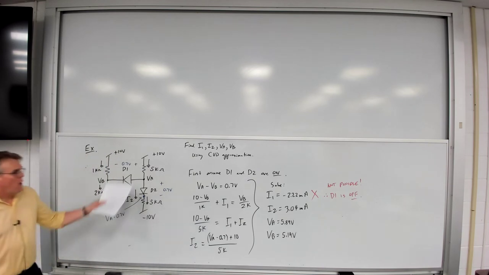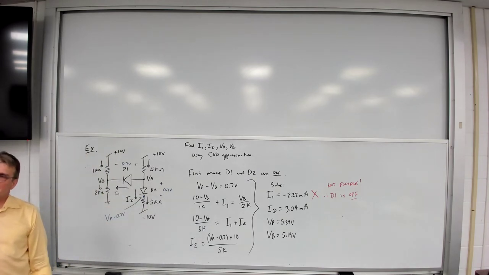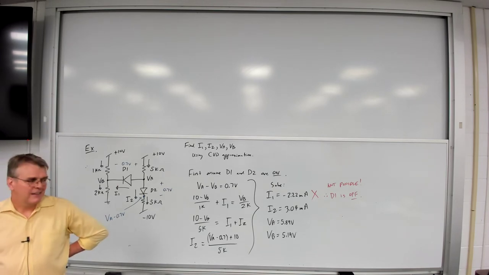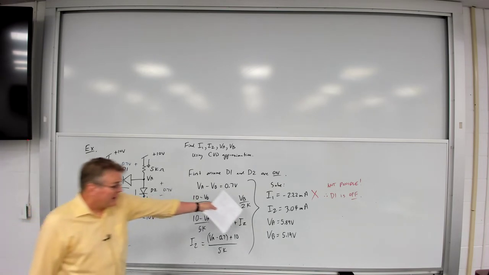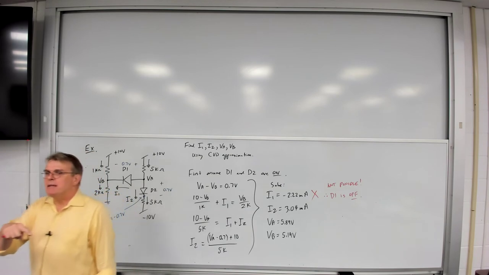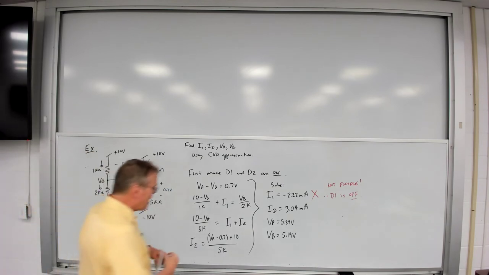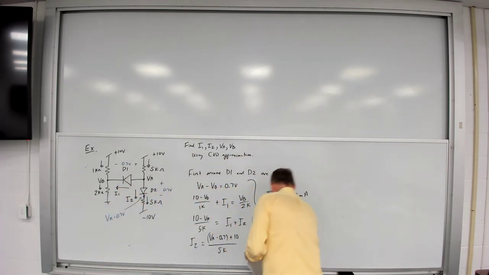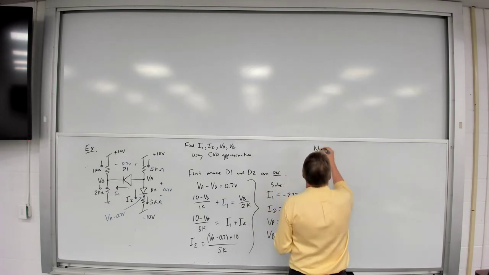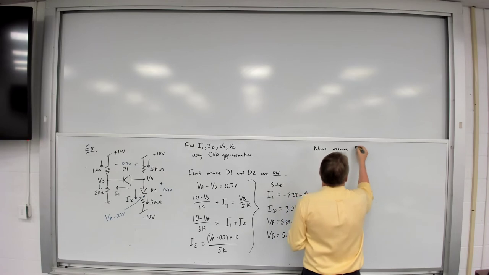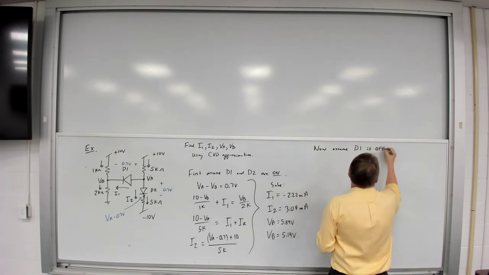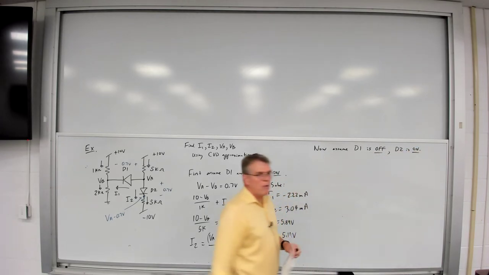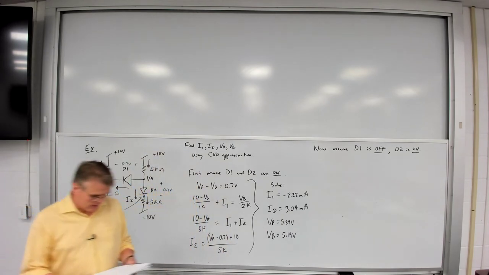So in this case, what is my next most reasonable guess to do my next iteration of this problem? What would I assume for my next time around? Yeah, let's assume D2 is on. There's nothing wrong with D2. I2 is positive. D2 is fine. But D1, let's assume that is off. That is a very reasonable assumption to make. So let's assume D1 is off, D2 is on. And let's go through and recalculate.